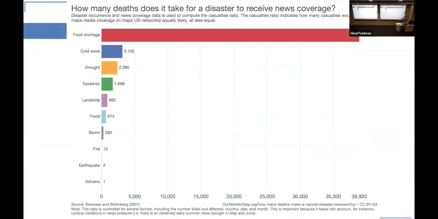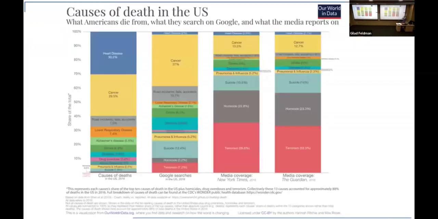There are lots of indicators for this. This is from Our World in Data, and they're very good at this. For example, if there's a volcano or an earthquake, immediately there's lots of news. But for food shortage to be considered newsworthy, you need something like 38,920 deaths. So there's a big misalignment between big things like earthquakes, volcanoes, or terrorist attacks, compared to food shortages happening around the world.